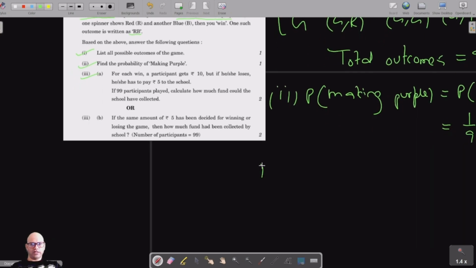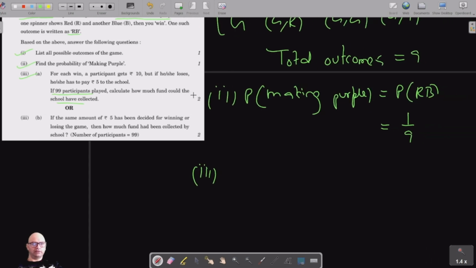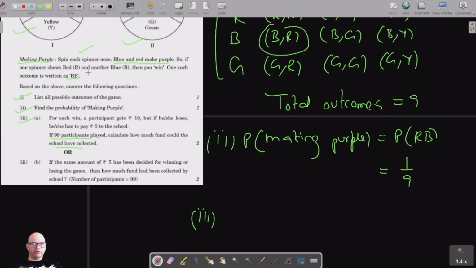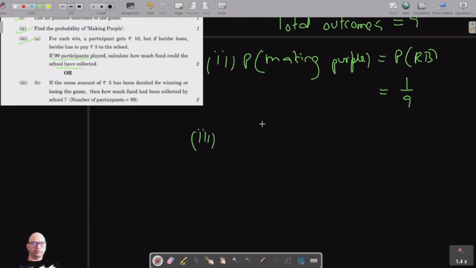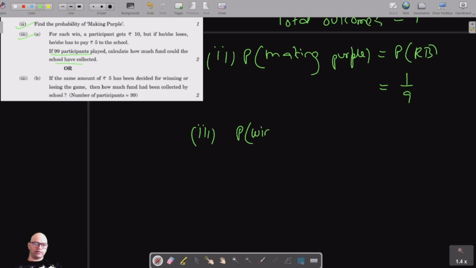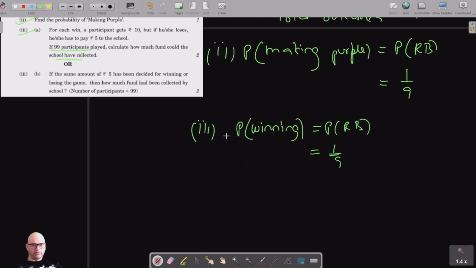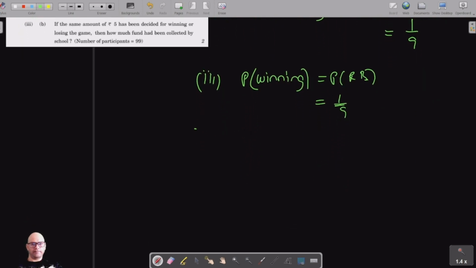And for the third one, part A, it's given that a participant gets rupees 10 for winning and has to pay rupees 5 to the school. And if 99 participants played, how much fund would the school have collected? So a player wins when the spinners show red and blue. So the probability of winning is the probability of getting red and blue, which makes purple, which is 1 by 9. And the total number of participants is 99.